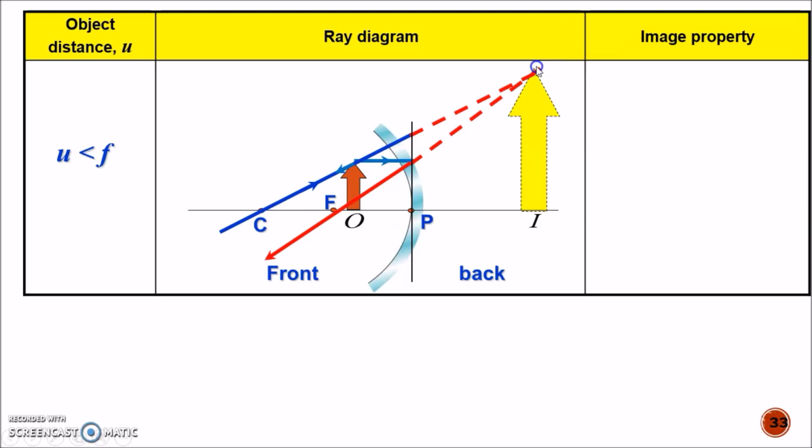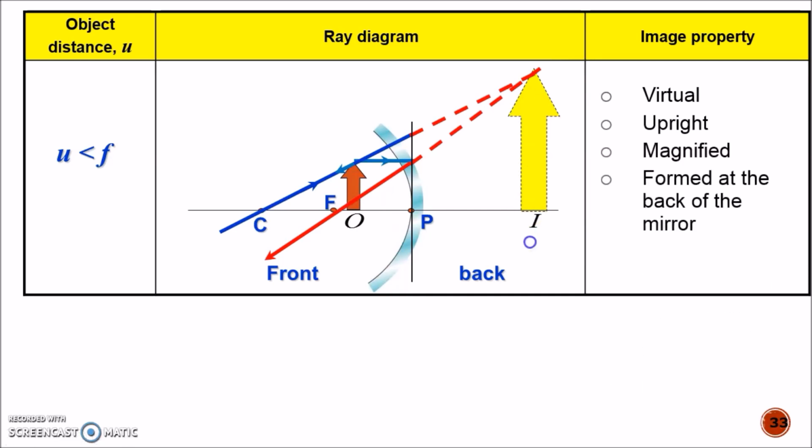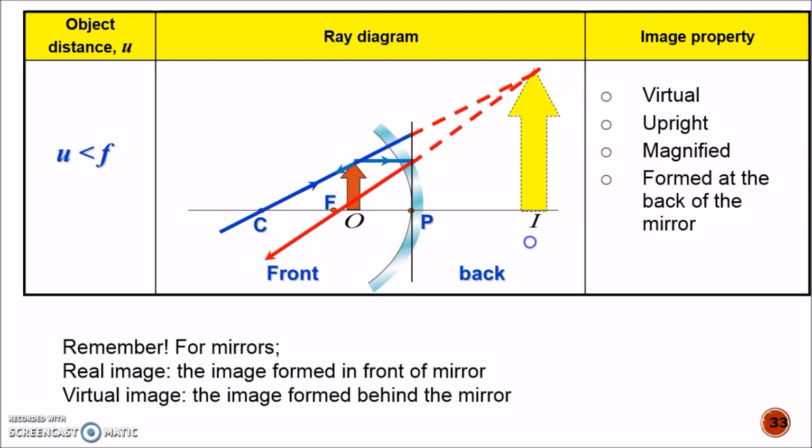From this ray diagram, we can see that the image properties are virtual because the image is formed at the back of the mirror, upright, magnified, and formed at the back of the mirror. Please remember that for mirrors, real image means that the image is formed in front of the mirror, while virtual image is the image formed behind the mirror.